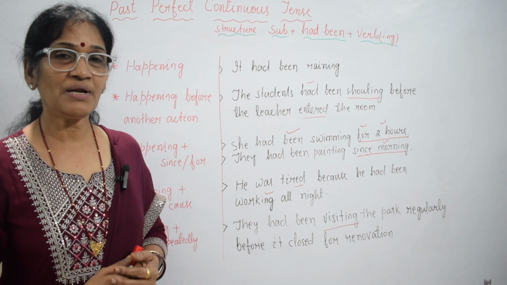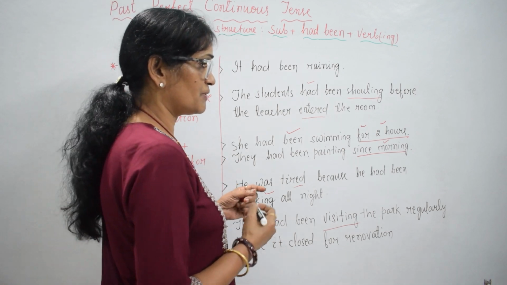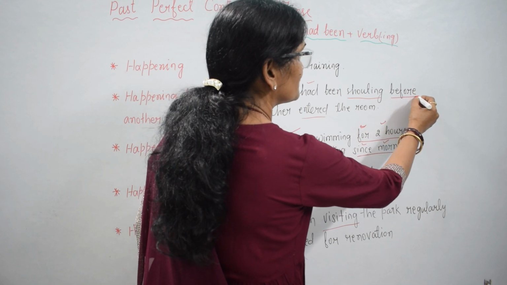So which are the time markers for past perfect continuous tense? The time markers for past perfect continuous tense: since, for and before.